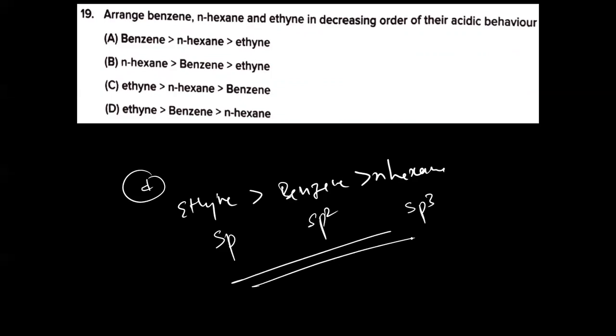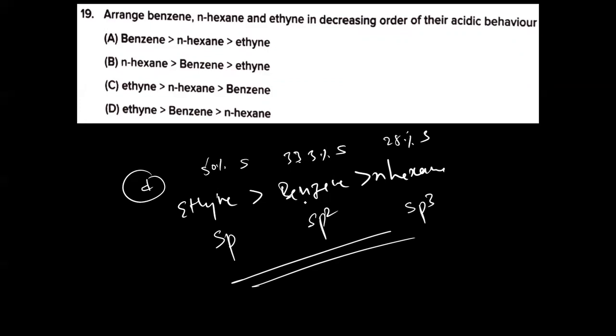As the percentage of s character increases, acidic behavior also increases. So in sp we have 50% s character, in sp2 we have 33.3% s character, and in N-hexane, that is sp3, we have 25% of s character. So as the s character increases, acidic behavior increases, and they have asked to write the decreasing order. Therefore ethane greater than benzene greater than N-hexane.